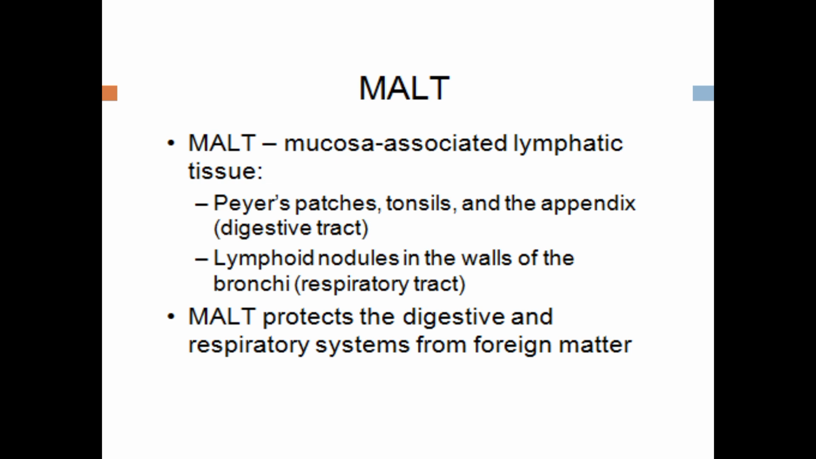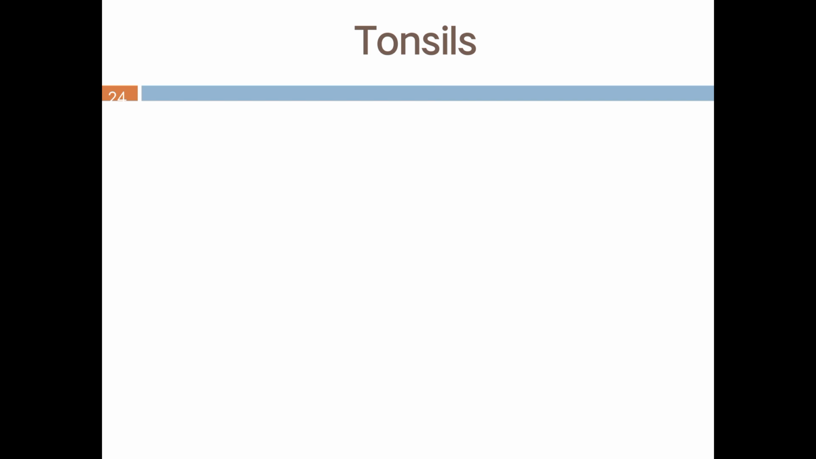MALT stands for mucosa-associated lymphatic tissue. So Peyer's patches, tonsils, and appendix in the digestive tract, and lymphoid nodules in the walls of the bronchi in the respiratory tract. It protects the digestive and respiratory systems from foreign matter. Tonsils.